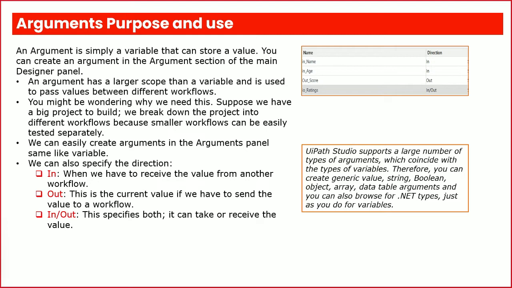So let's talk about arguments. What is an argument, right? An argument is nothing but a variable. Similar to a variable, it can store a value. The only difference between an argument and a variable is that an argument has a larger scope than a variable. It is used to pass a value between different workflows. Variables are used inside a limited scope. They are limited to the workflow and the block where they have been defined. But an argument will work between two different workflows.